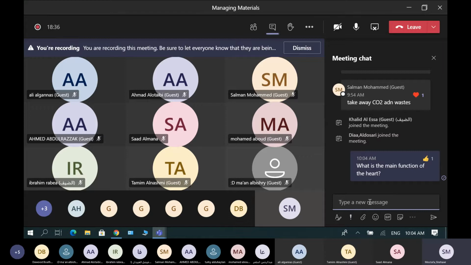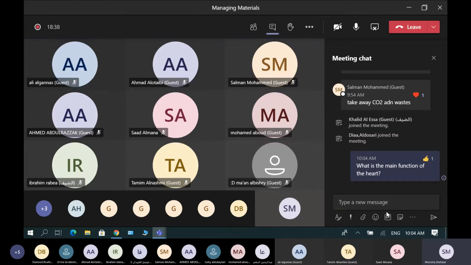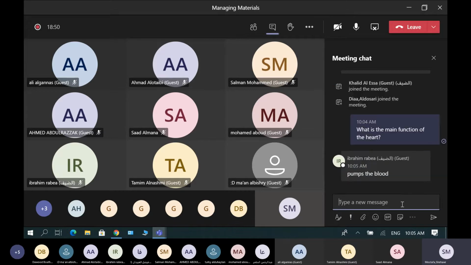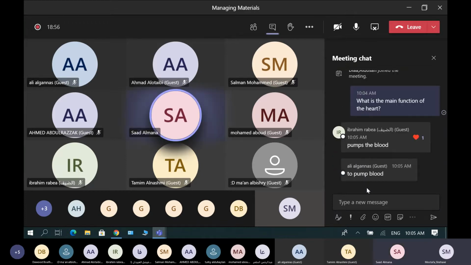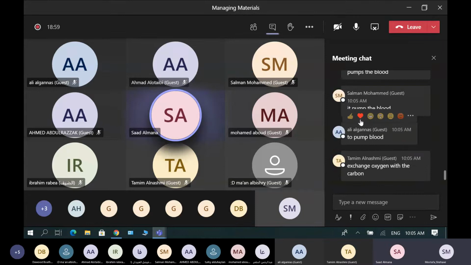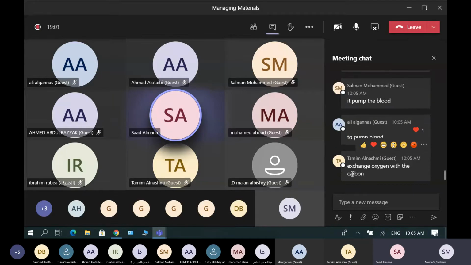Type in the chat area, what is the main function of the heart? Guys, do you hear me? Answer that. Anybody answer? Pumps the blood. Yes. Who else can answer? It moves the red blood cells and just pretty much moves your body in general.